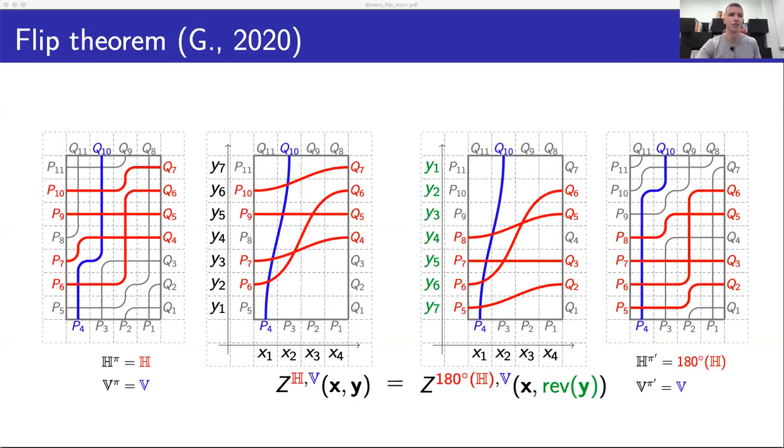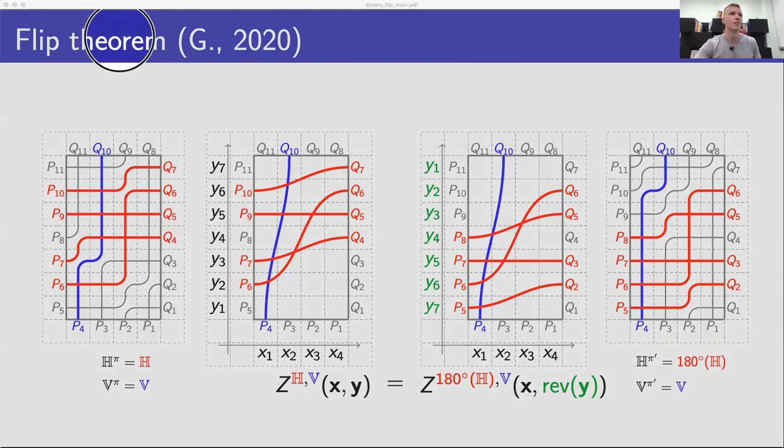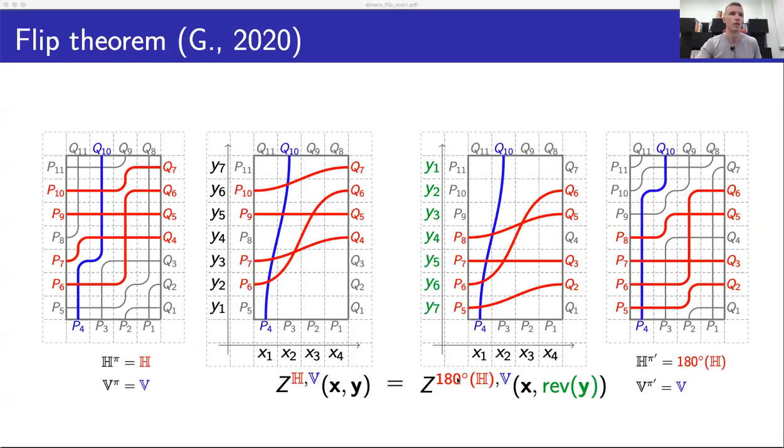And now here comes the main result. The main result is called the flip theorem. It tells you that one probability is equal to some other probability. The first one is the one I just defined. So you fix some horizontal and vertical boundary conditions. And then that probability is equal to a similar probability where you preserve your vertical boundary conditions. P4 is connected to Q10 as usual. And then the horizontal ones you rotate by 180 degrees. So this pipe that was on top now becomes here at the bottom.